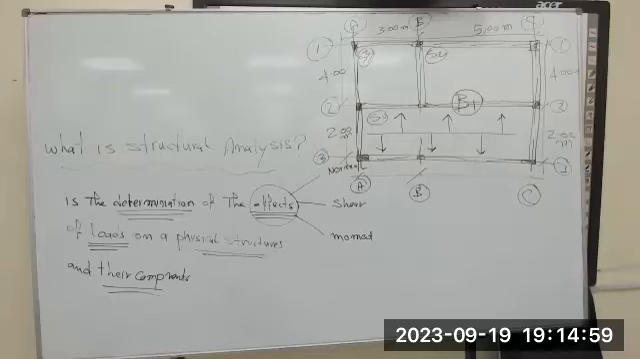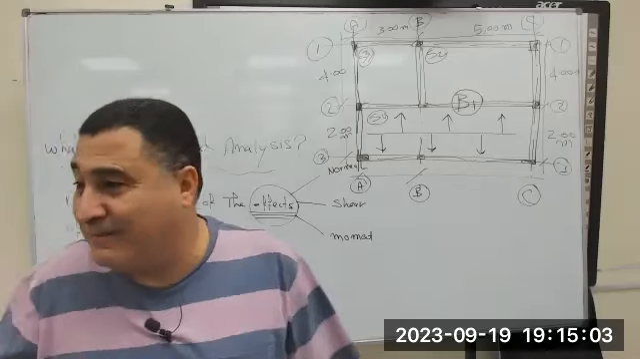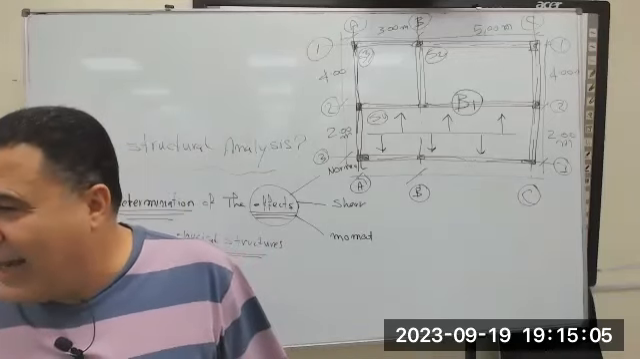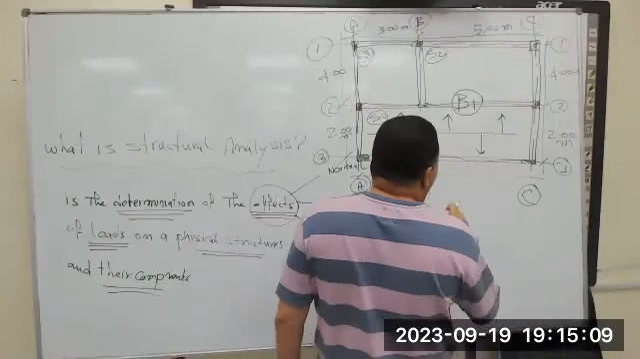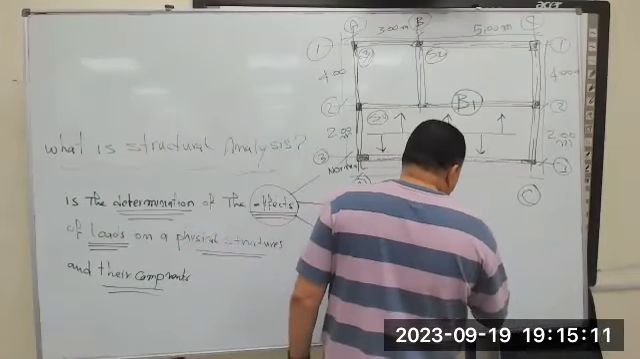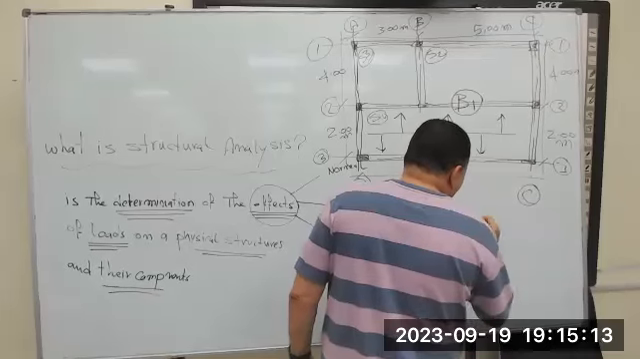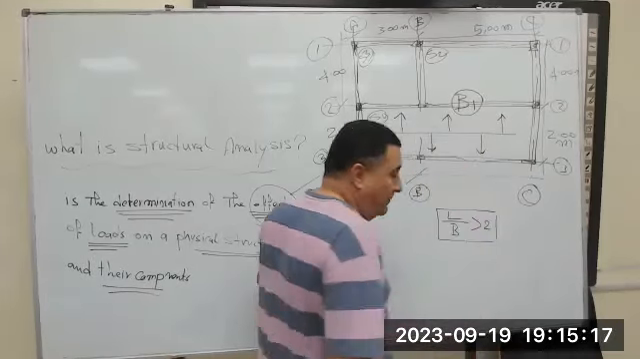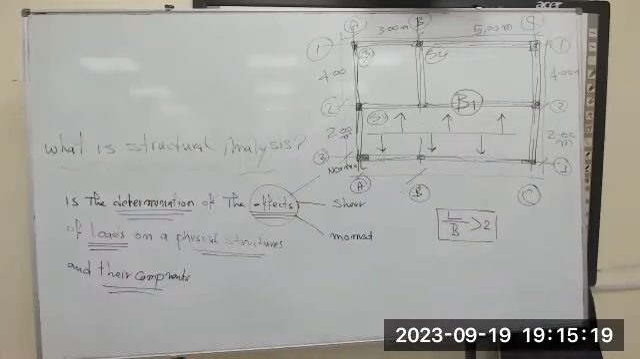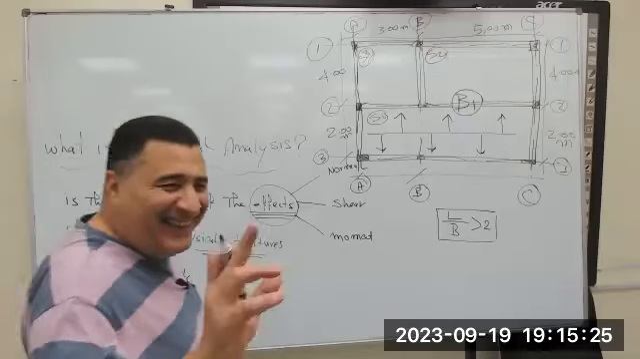It depends on what? It depends on length over width. And we have a criterion. That is, if L, length, over B is more than 2, then this is what? More than 2? One way. One way.